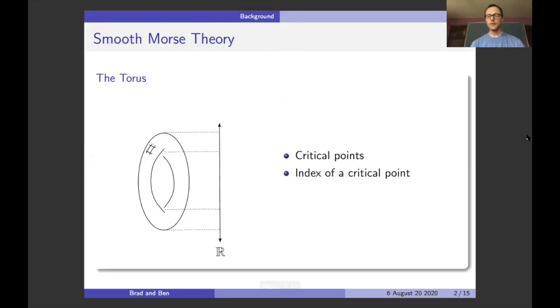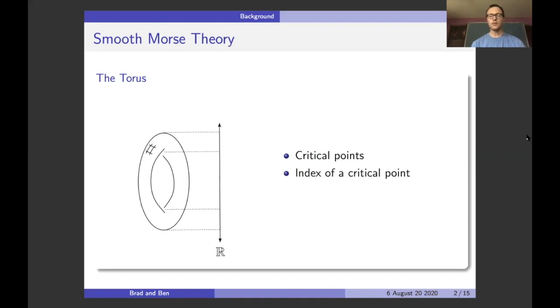So this is a Morse theory talk. So legally, we're required to talk about the height function on the torus. So for smooth Morse theory, we have a mapping from a manifold to the real numbers. So we see a mapping from the torus to the reals here. People are often interested in counting and classifying critical points. So for the torus, we see 4 critical points.